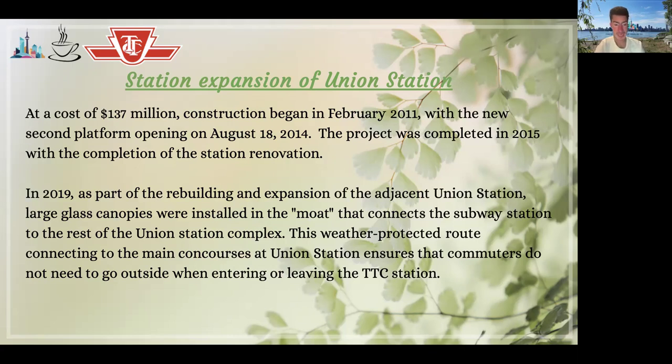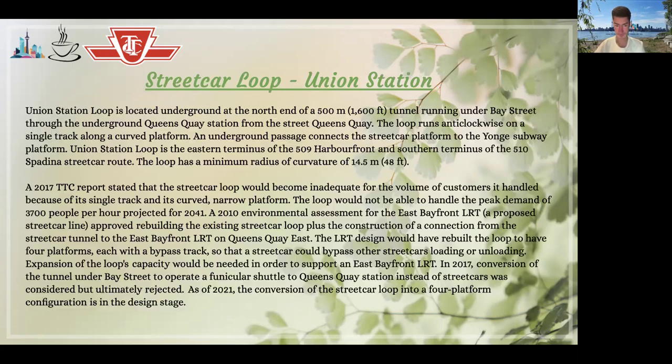In 2019, as part of the rebuilding and expansion of the existing Union Station, large glass canopies were installed in the moat that connects the subway station to the rest of the Union Station complex. This weather-protected route connecting to the main concourses at Union Station ensures that commuters do not need to go outside when entering or leaving the TTC station.